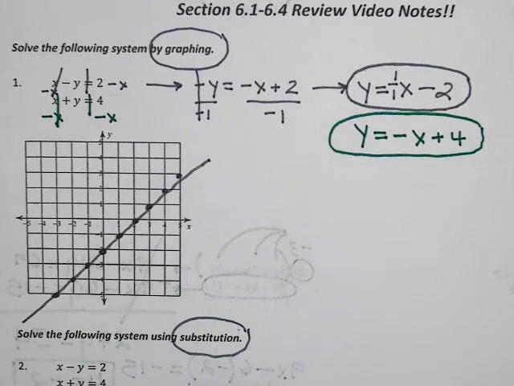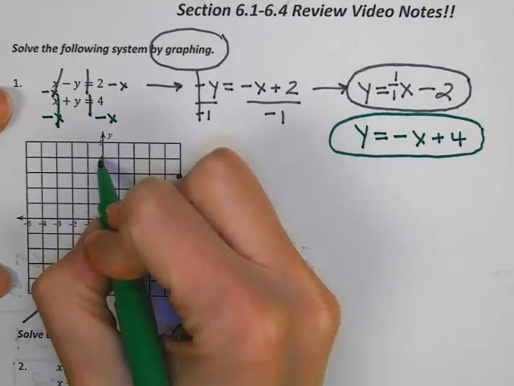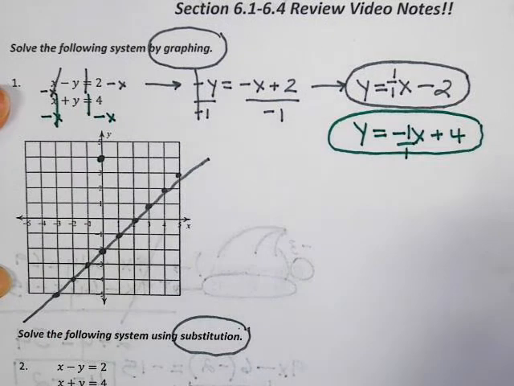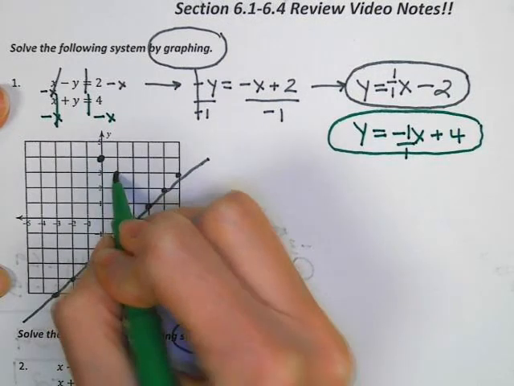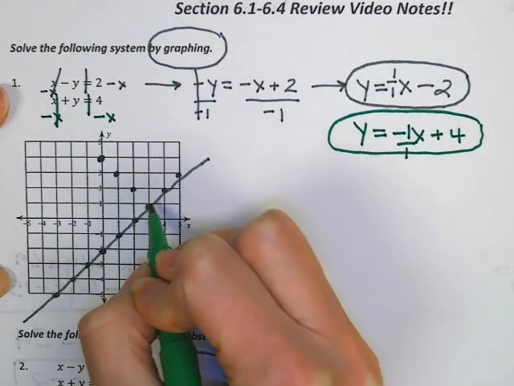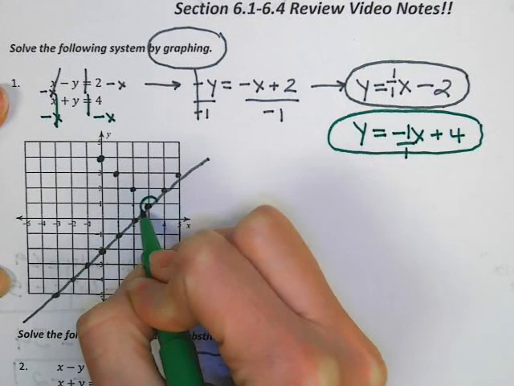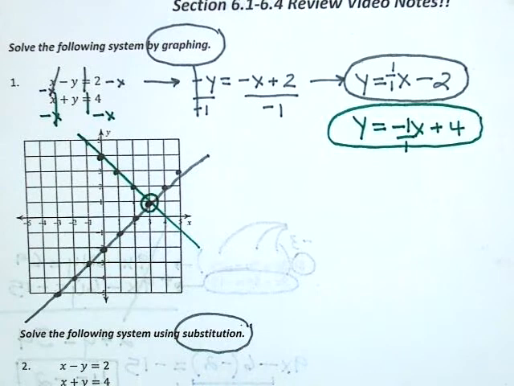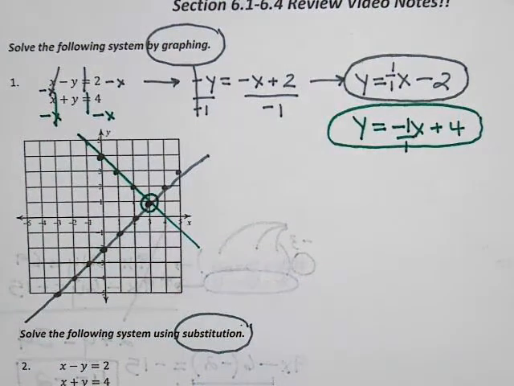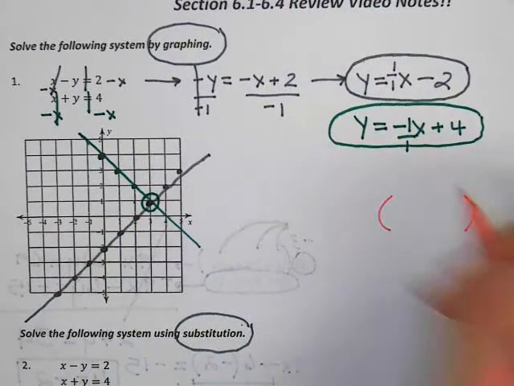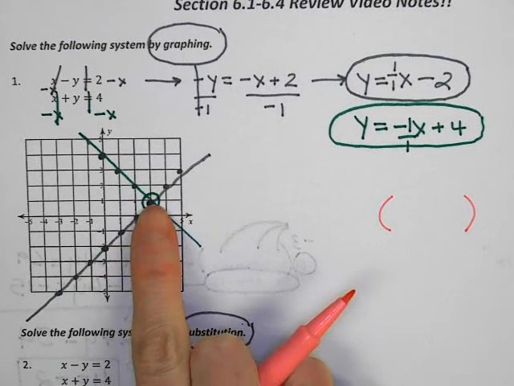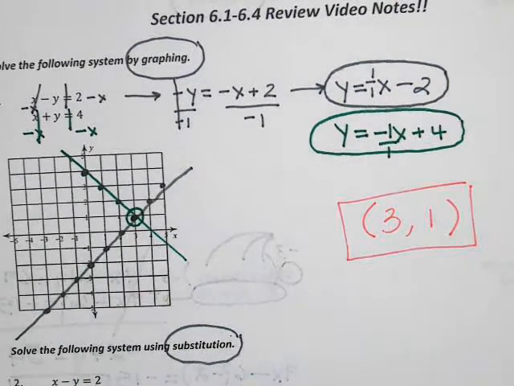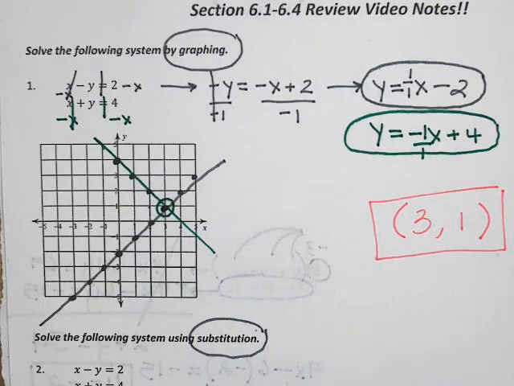Okay, line 2, we're going to begin at y equals 4, and the slope is negative 1 over 1. So I could go down 1, right 1, down 1, right 1, down 1, right, there it is. Wherever they cross, that's your answer. And then let's write it as an ordered pair. So I would say the answer for this one is (3, 1). All right, so that's solved by graphing.